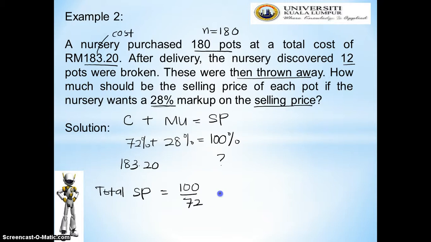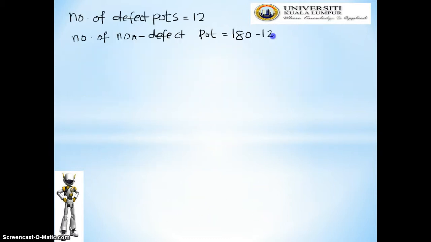Okay, so now look at the defects. We have 12 pots. So the number of defect or broken pots equals 12. So the number of non-defect pots equals 180 minus 12, then we get 168.